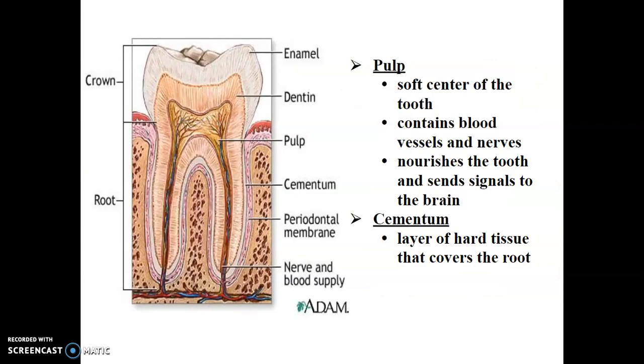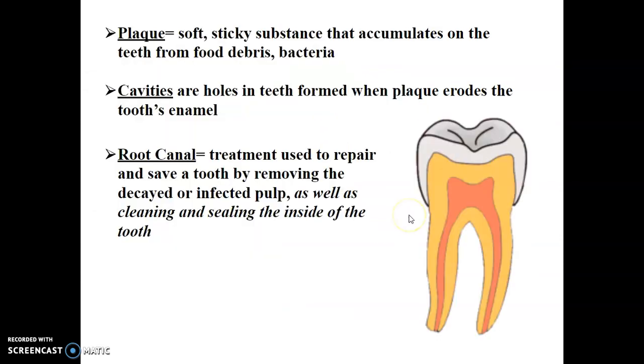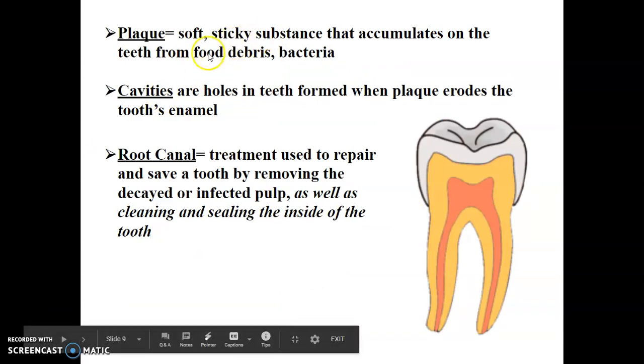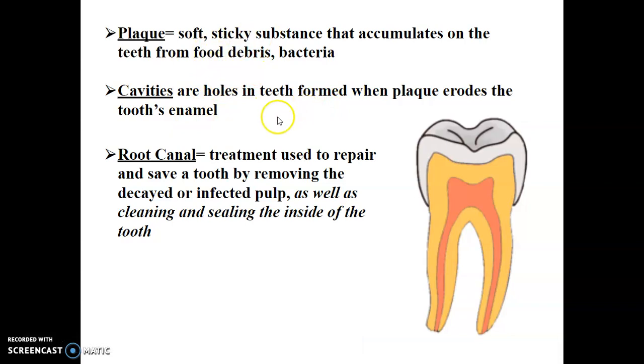So here you go. Looking down inside the tooth, the pulp is the soft center of the tooth. Blood vessels, plenty of nerves. The cementum is the outside. You can see it here. It's not nearly as strong as enamel, but it's there on the outside. Then we have these different things that can happen. Plaque is the soft, sticky substance that's on the teeth. It causes cavities, which are holes in the teeth.